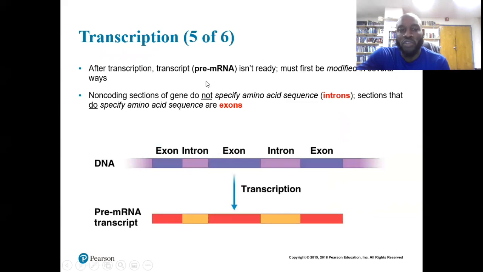Once we get the pre-mRNA, it isn't ready just yet. We have what we call exons and introns. So non-coding sections of the gene do not specify amino acid sequence. They're called introns. Sections that do specify amino acid sequence are exons. So we want to cut out the introns and just put the exons together.